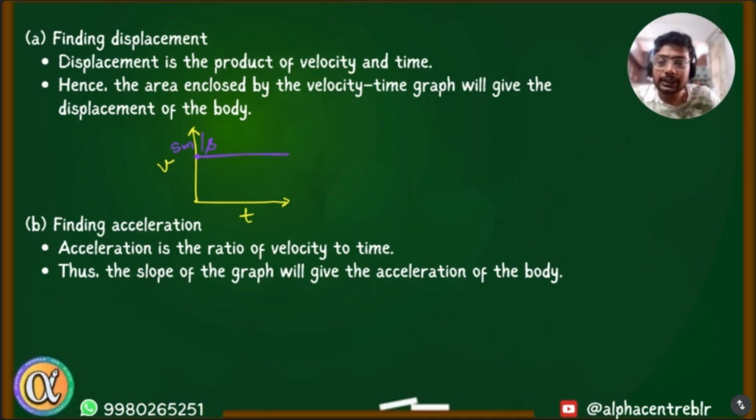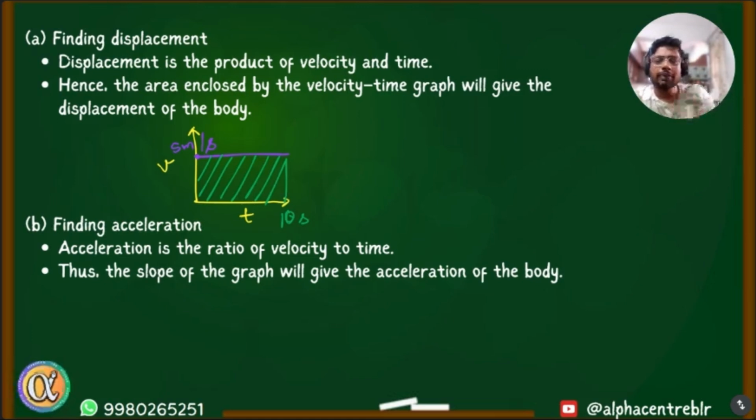Tell me, what is the distance traveled by this object which is moving at a speed of 5 meters per second in 10 seconds? The car is moving at 5 meters per second and it does so for 10 seconds. So in 10 seconds, what is the total distance traveled? It's 50 meters. Velocity is 5 meters per second. It is maintaining that for 10 seconds. So 5 into 10, 50. This is common sense, right?